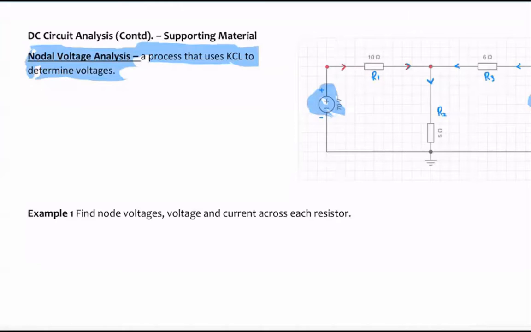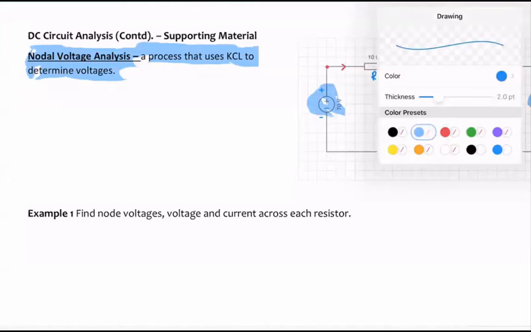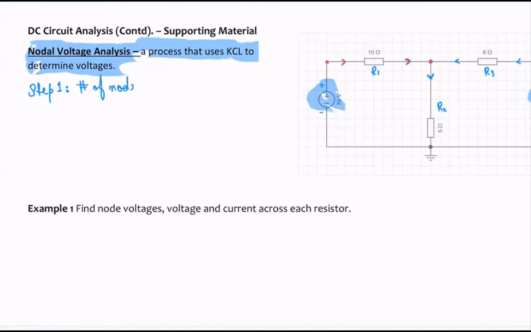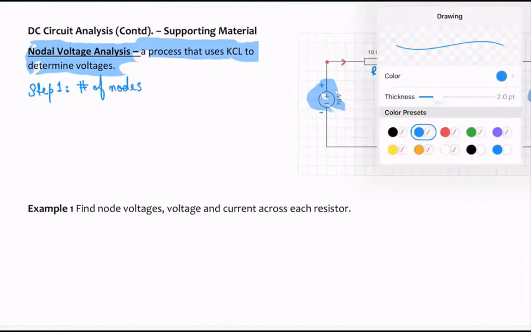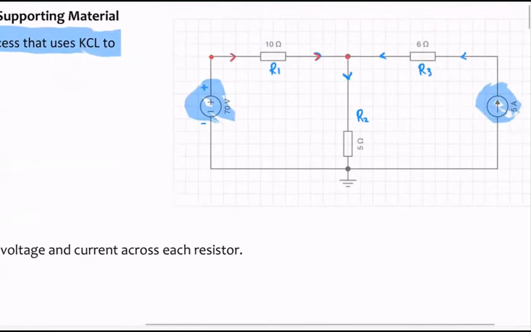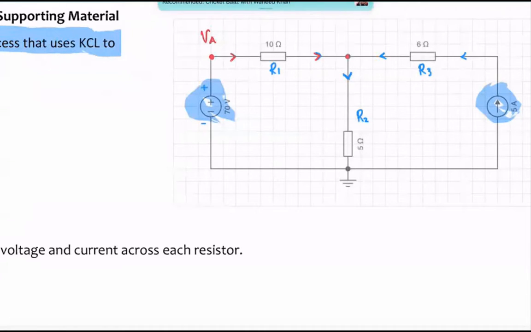Now, what are these steps? Well, step one is to find out the total number of nodes in the circuit. Okay, total number of nodes. And the nodes are, we have one node over here, and I'm going to say this is my VA. We have one node over here, and I'm going to say this is my VB.